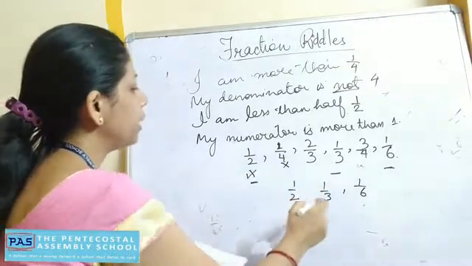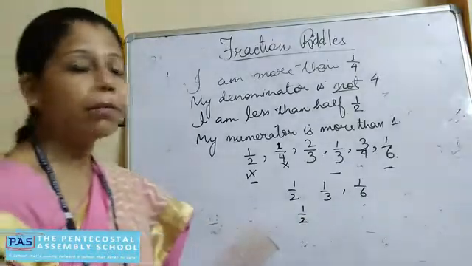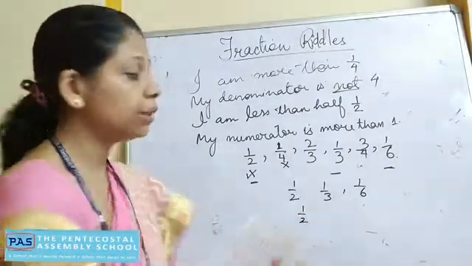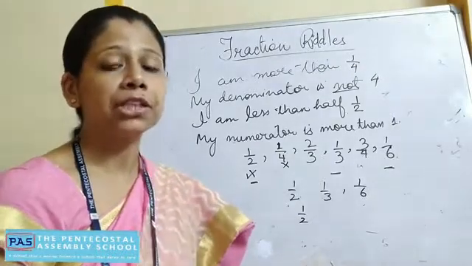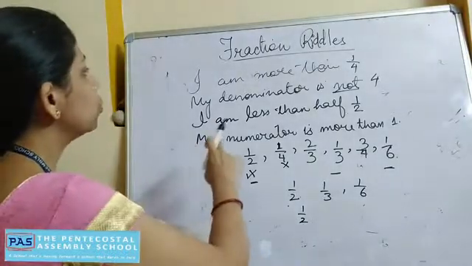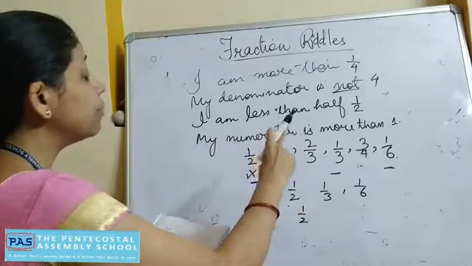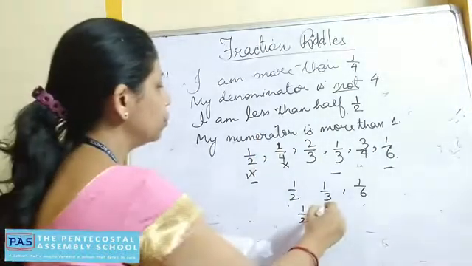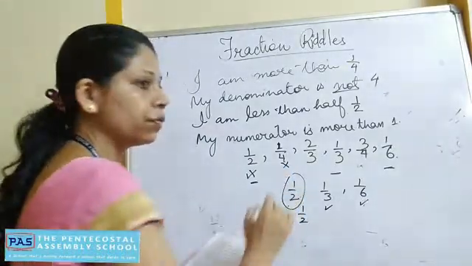I am less than 1 by 2. So we can write like this. Out of these three, 1 by 2 is the largest, isn't it? Because in unlike fractions, the fraction with the least denominator is the largest. Okay, so I am less than 1 by 2. I am less than half. So it can be this and it can be this, because this is the largest out of these three.